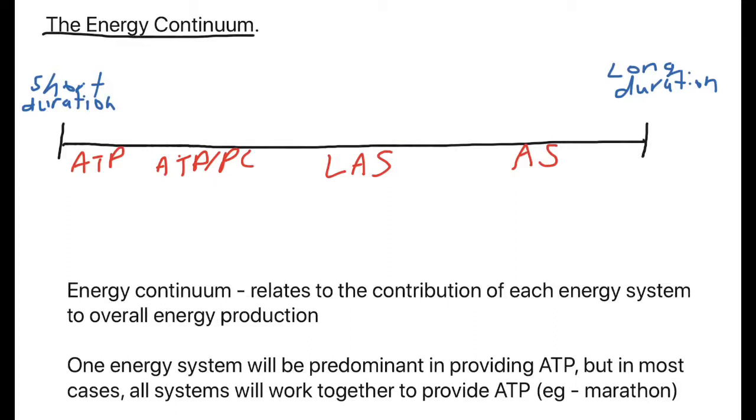So basically, what the energy continuum does is it relates to the contribution of each energy system to the overall energy production. So think about it. One energy system is predominantly providing that ATP, but in most cases, all energy systems work together to produce ATP. So I've put marathon there. Now, why I've put marathon is, think about it.